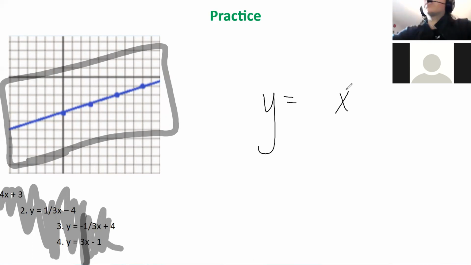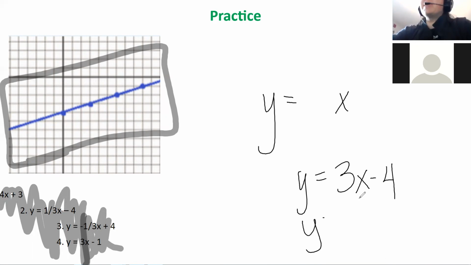Okay, so we have either y equals 3x minus 4. Piper, it's okay, it's no big deal. Are you okay? If you're sure, it's entirely possible other people are wrong. It's all good. But we're thinking 1/3 x minus 4.